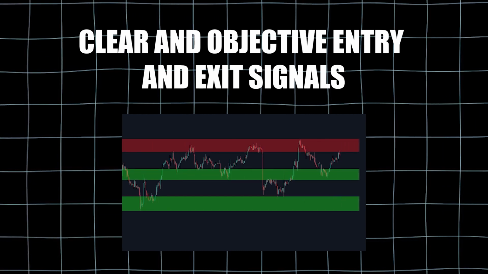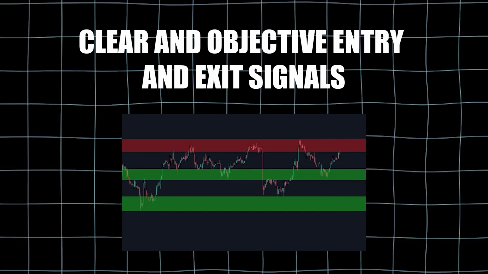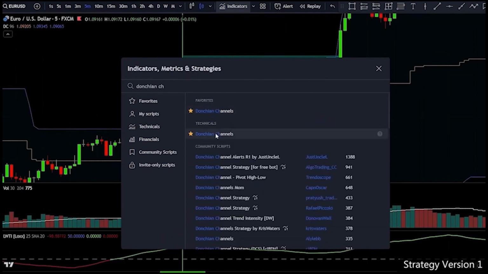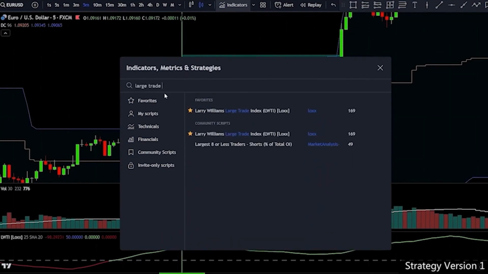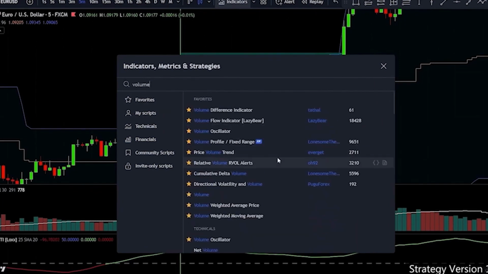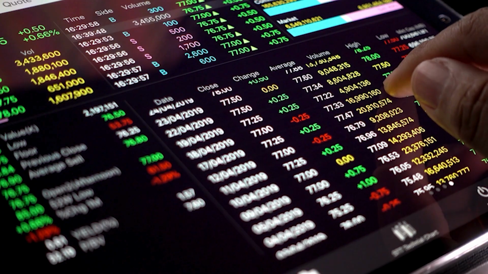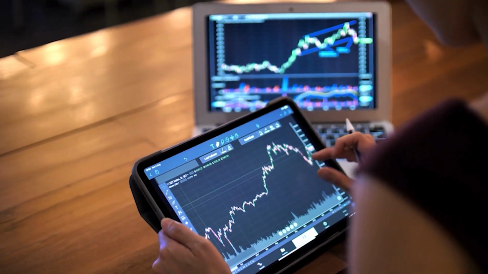Clear and objective entry and exit signals. The strategy provides clear criteria for entering and exiting trades. Traders can rely on specific indicators and conditions, such as the Donchian channels, LWTI, and volume bars to make informed decisions. This helps eliminate emotional decision-making and promotes a disciplined trading approach.